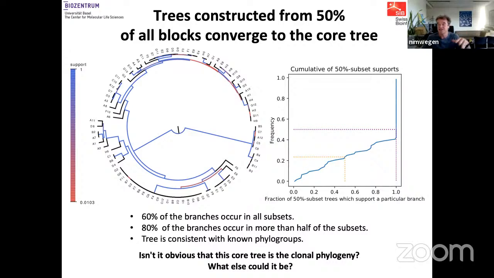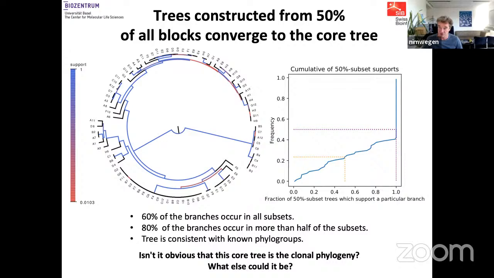So what we did is we resampled many, many times half of the blocks in the alignment and rebuilt the tree. And now you see that actually 60% of the branches occur in all the subsets that we used, and 80% of the branches occur in more than half of the subsets. So this is not a new observation, all right?